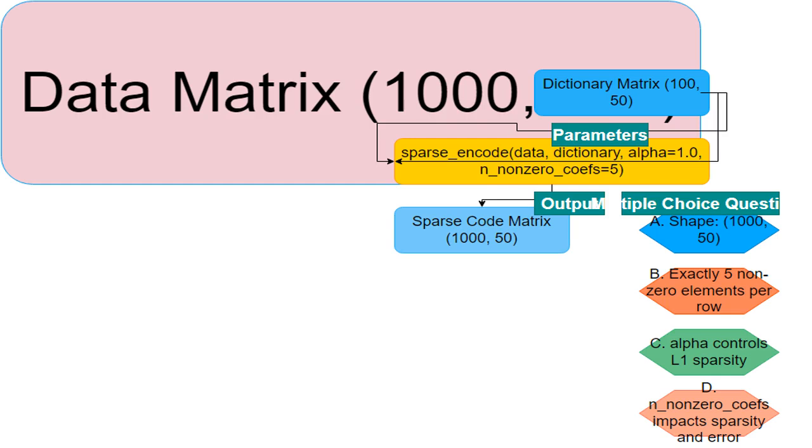This is my data. It's a table with 1000 rows. Each row is a different data point, and 100 columns. Each column represents a feature or characteristic of the data. Imagine it like a spreadsheet with 1000 data entries, each having 100 pieces of information.